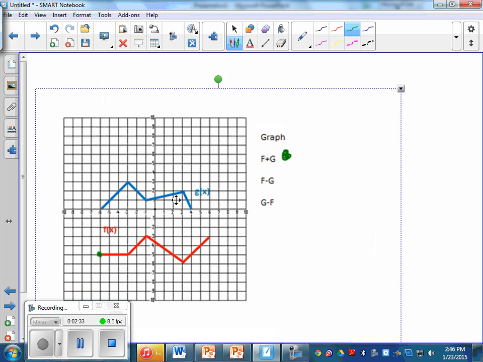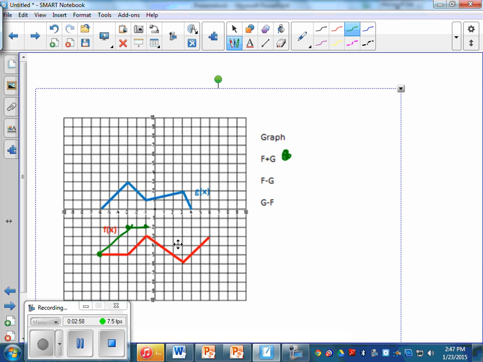And then I'm going to move over here. Looks like there's another good point to use at negative 3. And at negative 3, f is negative 5, and g is positive 3. Negative 5 plus 3 is negative 2. So I can connect those two. And then here at negative 1, f is negative 3, g is 1. Negative 3 plus 1 is also negative 2. So I'm going to connect those two.